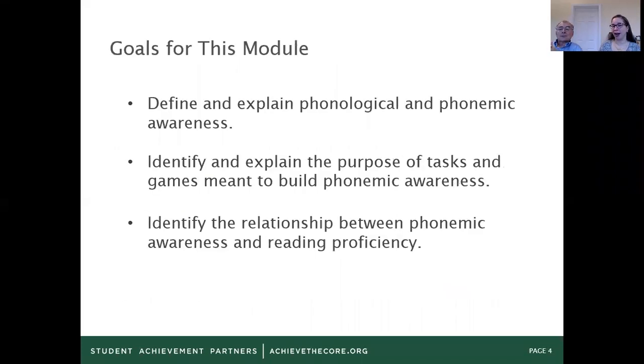This module's goals are to, first of all, be able to define and explain phonological and phonemic awareness, really making sure the difference between those two is clear, but also how they're connected. To identify and explain the purpose of tasks and games that are meant to build phonemic awareness in students, and to identify the relationship between phonemic awareness and reading proficiency.